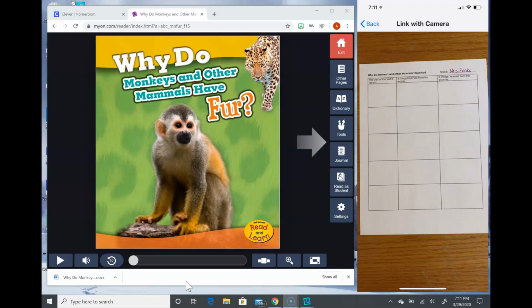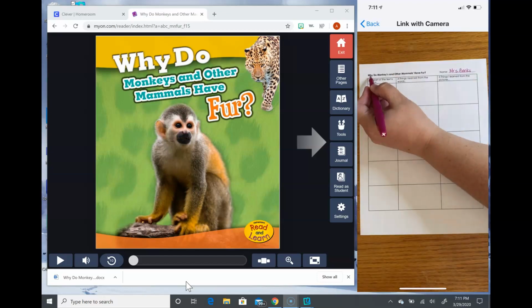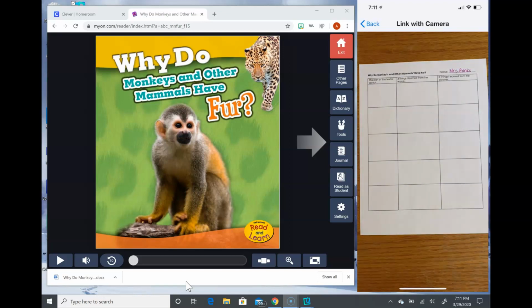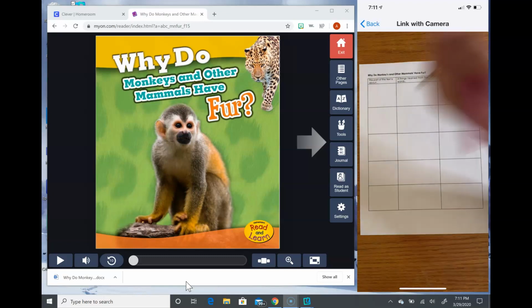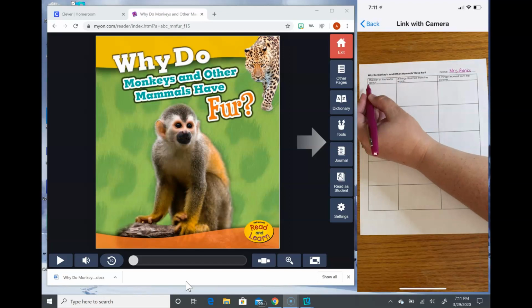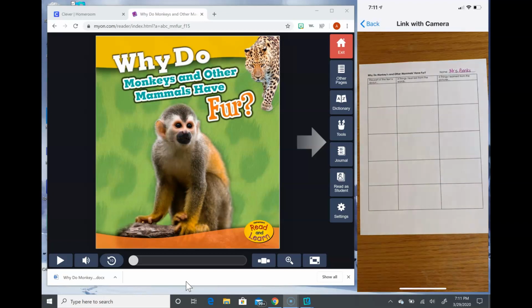The other thing that I wanted to show you is thinking about this story. We're going to be reading Why Do Monkeys and Other Mammals Have Fur? All right. So this week, we're going to be thinking about what the text is about. If I think about the title of this text, I know that the whole story is about monkeys and mammals having fur. I'm probably not going to be reading about crocodiles, probably not about snakes, right? So this story is going to be about monkeys and mammals and their fur.